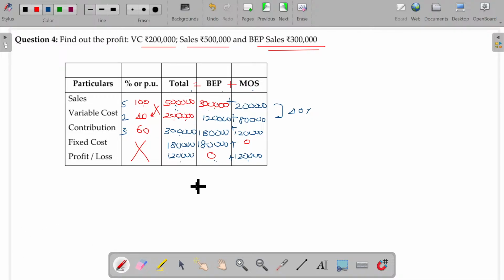Is that okay? 3 lakhs plus 2 lakhs, 5 lakhs; 120 plus 80, 2 lakhs; 180 plus 120, 3 lakhs; and 180 plus 0, 180; 0 plus 120, 120. So that's how we can get the answers here.